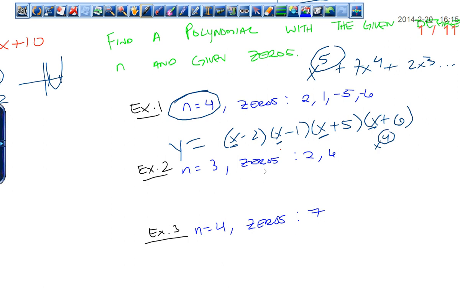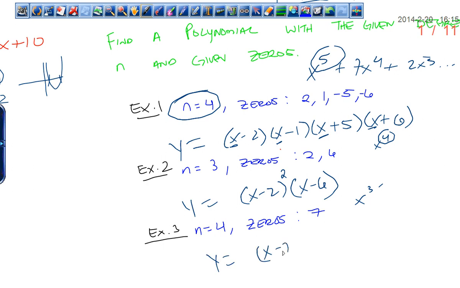Example 2, I've got 2 zeros, so x minus 2, by the way, y equals, my bad, and x minus 6. But I'm supposed to have a degree of 3. So if I put a 2 on one of these, I would get x times x times x, which is x to the 3rd. So I got it. And then lastly, y equals, I've got a zero of 7, so it's x minus 7, degree of 4, so I can just put a 4 right there.